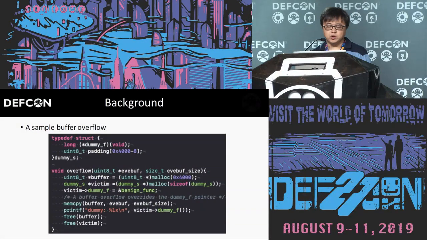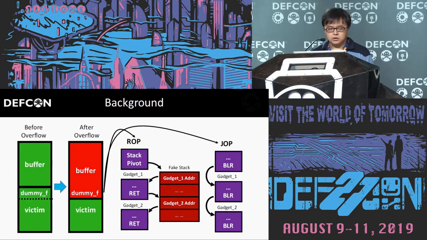A sample buffer overflow is like this. From this code, we can see that in the overflow function, there is a memcpy function called. But before the memcpy function is called, this function does not check whether the buffer size is lower than 0x4000. When we encounter this vulnerability, how do we exploit it? We exploit it as follows.